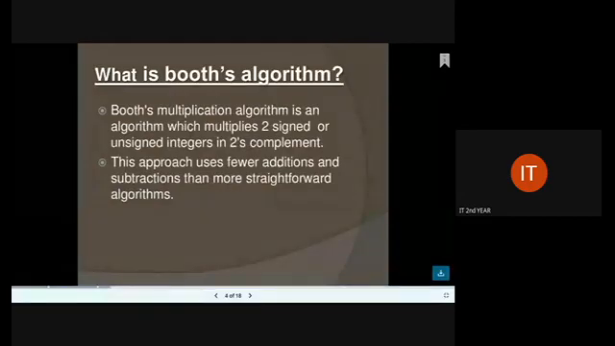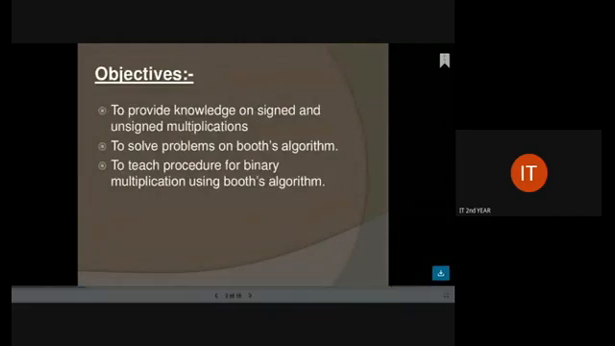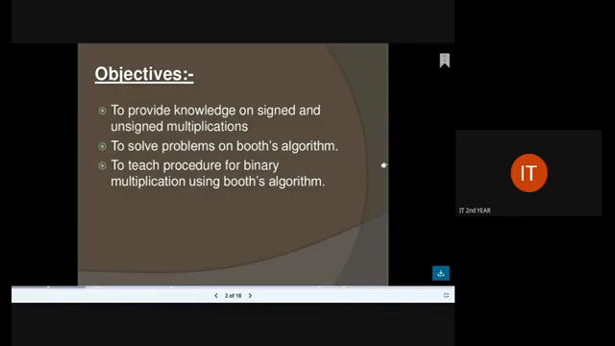First of all, the main objective of today's topic is to get knowledge of signed and unsigned multiplication. To solve various problems of signed and unsigned multiplication, we are using the Booth algorithm. Booth algorithm, in the sense Booth multiplication algorithm, has the following concepts that we will see.